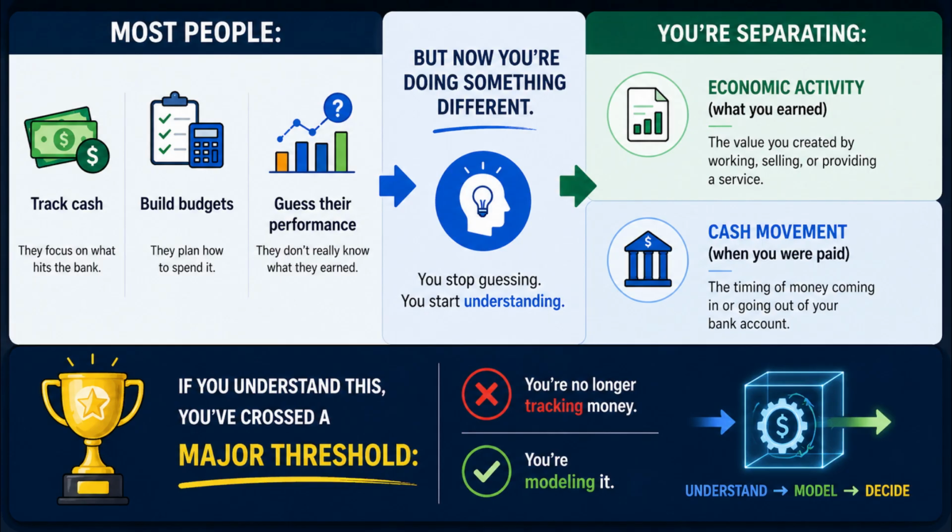So here's the big takeaway. Most people track cash, they build budgets, and they guess their performance. But now you're doing something different. You're separating the economic activity, what you earned, the economic value that you've created, and the cash movement when you were actually paid. If you understand this, you've crossed a major threshold. You're no longer tracking money, you're modeling it.